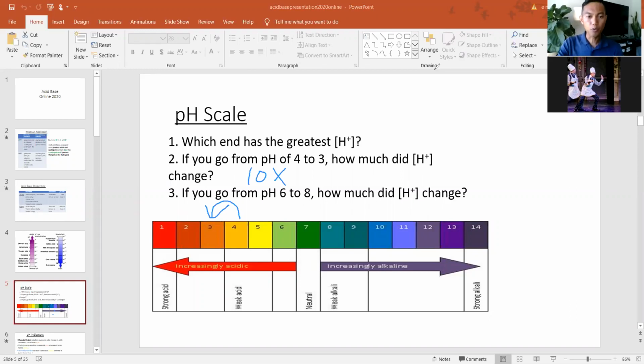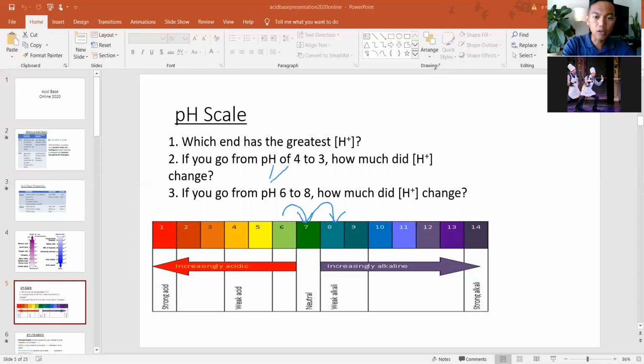Now, question 3 says, what if we're going from 6 to 8? Isn't that a 2-step process? We have to go from 6 to 7 and then 7 to 8. This time around, we're going from something acidic to something less acidic, which means it's not 10 times every time. It's actually 1/10 every single time you're going from 6 to 7, and then 7 to 8.